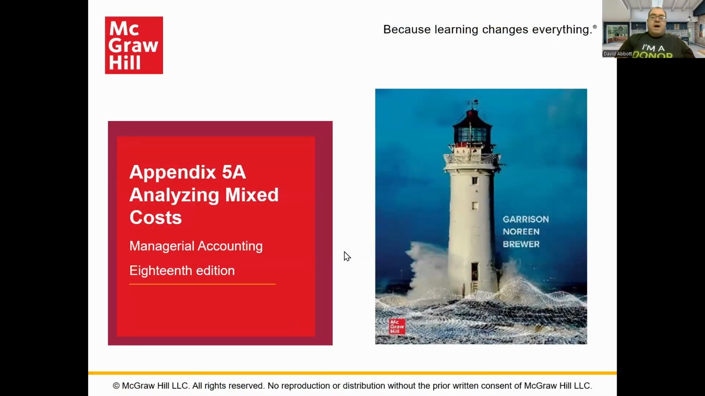Right. So now what we're going to do is take a little bit of a sidestep, and we're going to talk about analyzing mixed costs. So let me go ahead and share. Appendix 5A, analyzing mixed costs.